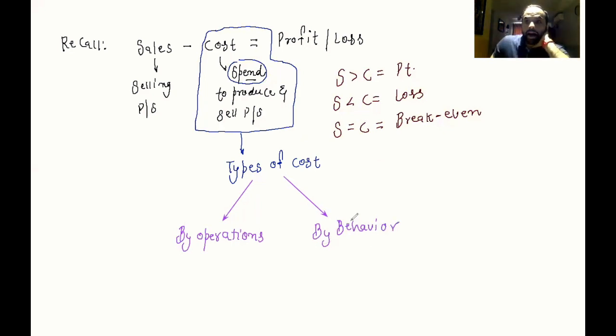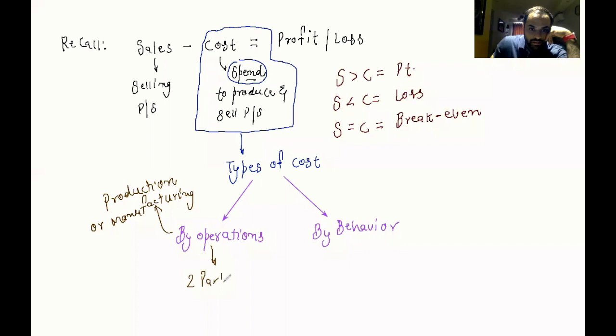By operations, obviously, what is the meaning of operation? Operation means production or manufacturing. So by operations, cost is divided into two parts, which are manufacturing and non-manufacturing. We're going to discuss that later. And by behavior, which may be different in different situations or may affect the production, cost is divided into four parts.